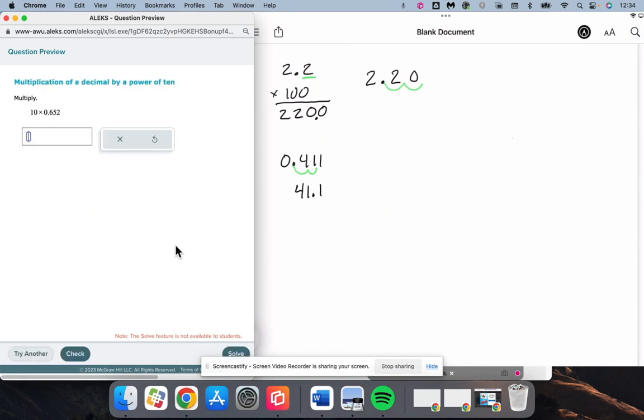Next, we have 10 times 0.652. I'm only moving the tens place, so 1 zero. And so moving to the right 1 decimal place gives us the number 6.52.